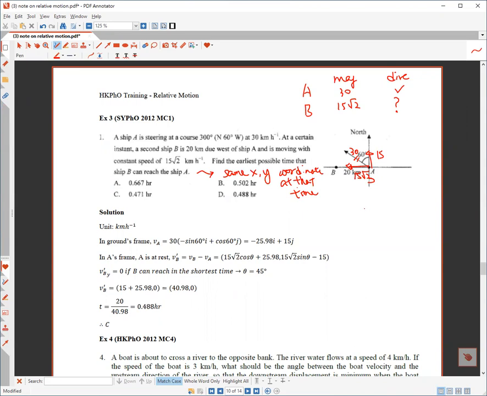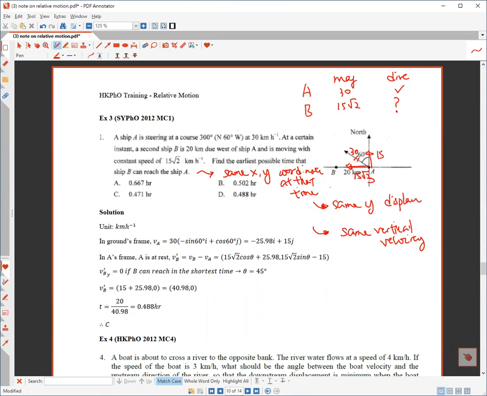So let's say if A moves upwards by 10 meters, then B should also move upwards by 10 meters, such that they have the same y coordinates. They travel the same vertical displacement in the same time. Divide by time, and you should get the same vertical velocity. They should have the same vertical velocity.